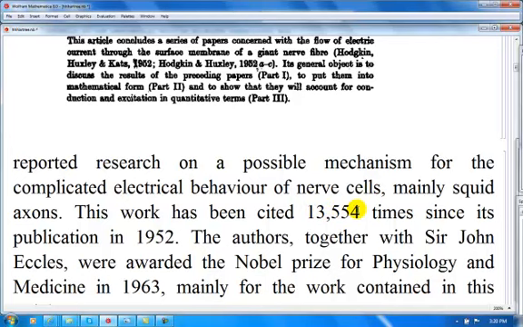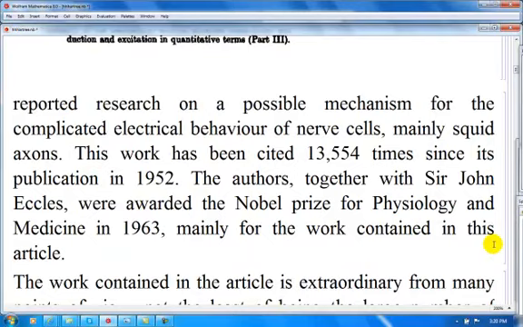Now, this work has been cited, believe it or not, 13,554 times since its publication in 1952. And the authors, together with Sir John Eccles, were awarded the Nobel Prize for Physiology and Medicine in 1963, mainly for work contained in this paper.